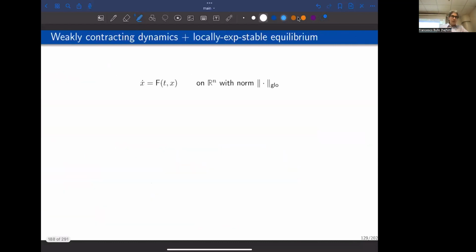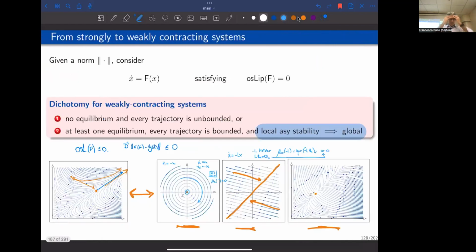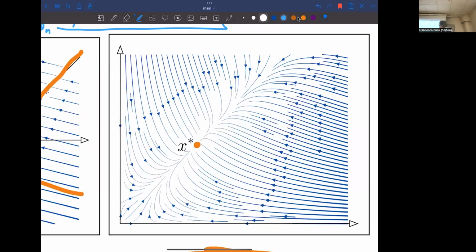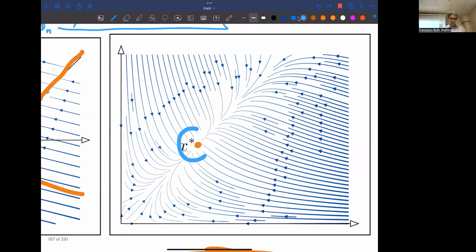So in this case, you have a single point, and the system is weakly contracting, rather than strongly. But additionally I have another bit of information: I know that that point is locally asymptotically stable. So I know the system is weakly contracting, I know I found an equilibrium, and I know for some reason that it is locally asymptotically stable. Then it is globally asymptotically stable.